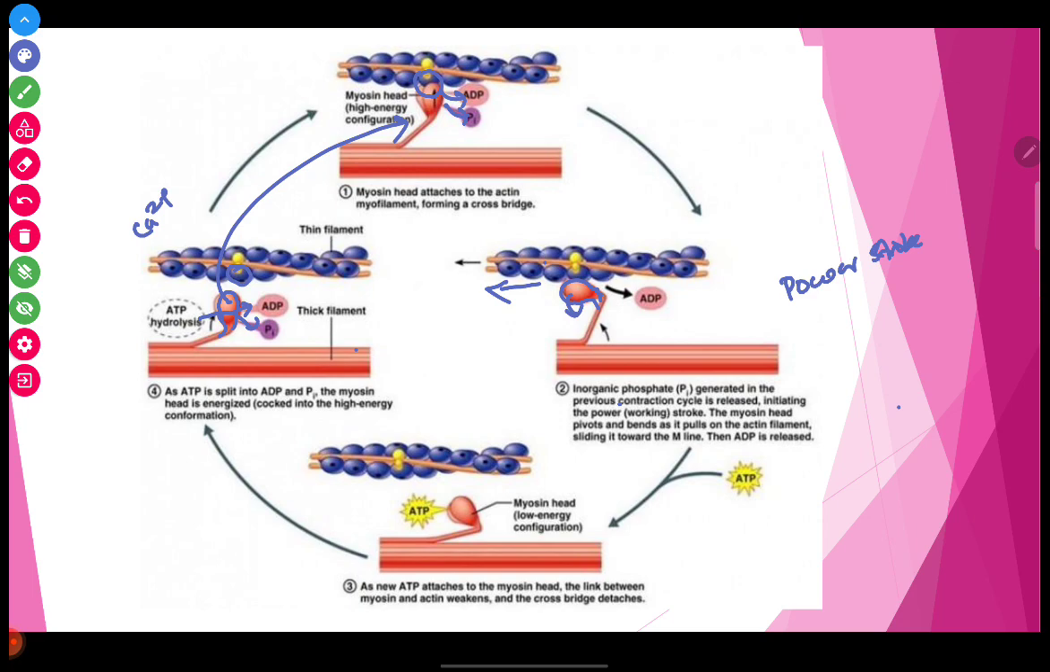And after this pull, the myosin head comes into a low energy state. Once it has come into a low energy state, there is a new molecule of ATP which attaches to the myosin head. And as you know, this ATP-myosin head compound has low affinity towards actin, thus there is detachment. Once again, this ATP is hydrolyzed and it forms ADP and phosphate, and the myosin head goes into a cocked position. So these all are the steps which happen during the sliding filament mechanism or sliding filament cycle.